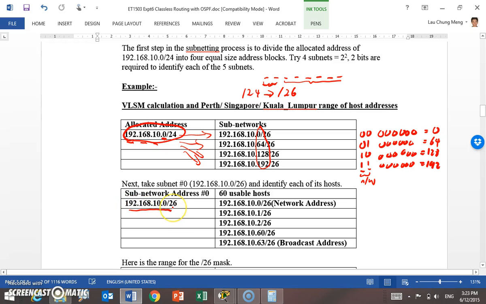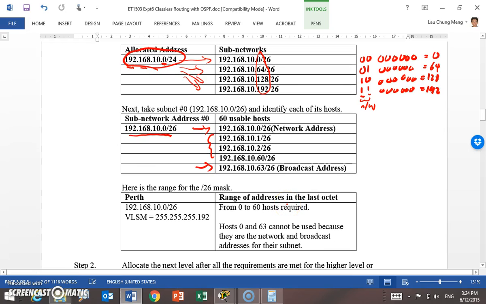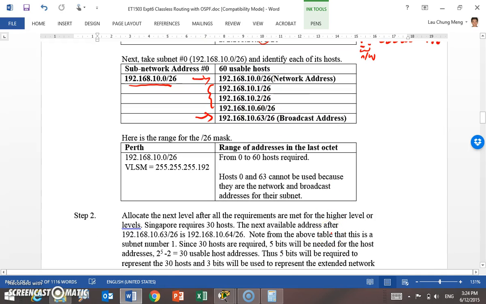So we take the first network, 10.0/26, and use it for Perth. This will be the network address, this is the broadcast address, and anything in between we can use for the IP address. So Perth can use any IP address between .1 and .60. Perth will require 60 hosts. These are the 60 IP addresses it can use.